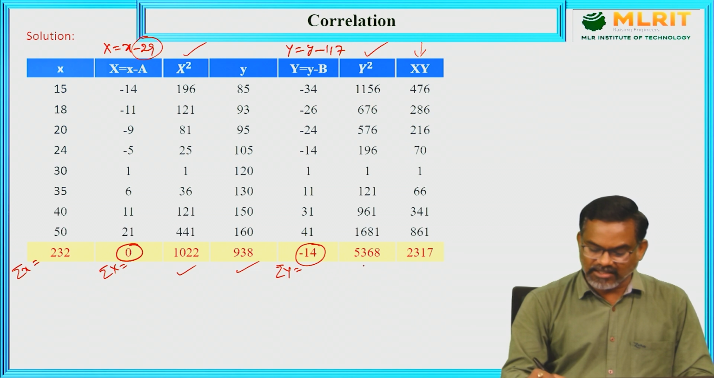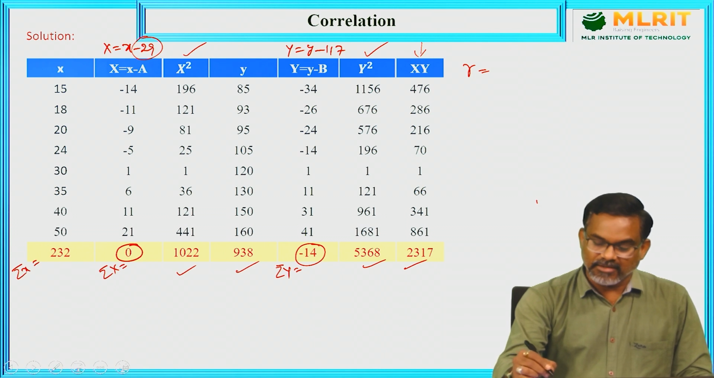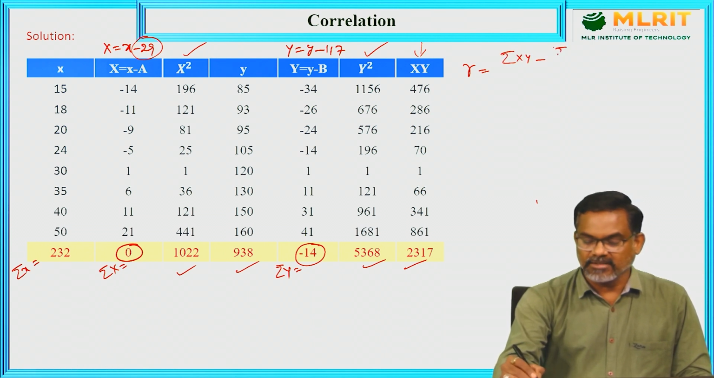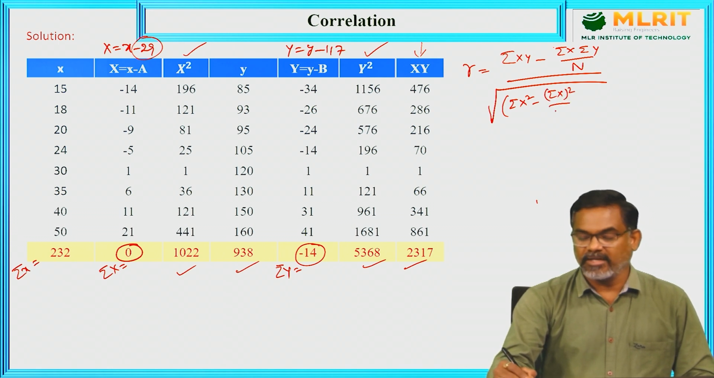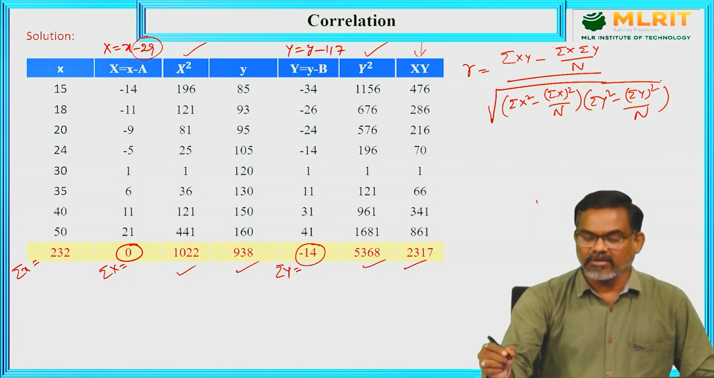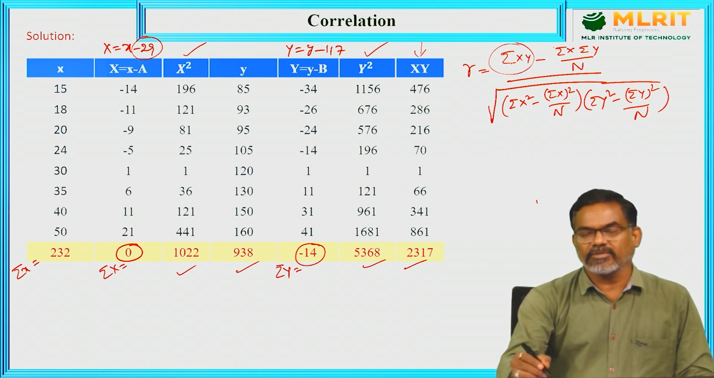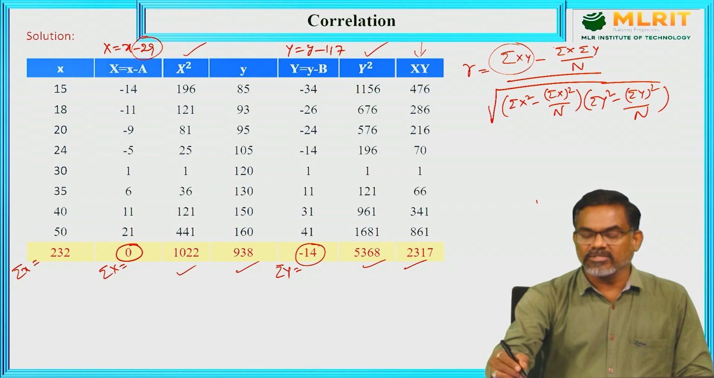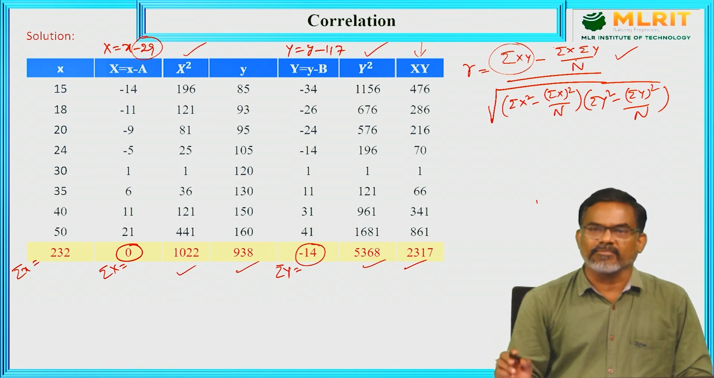And similarly, we calculate the other values, and using the Karl Pearson's coefficient of correlation for assumed means, the formula is sigma XY minus sigma X into sigma Y by capital N, divided by square root of sigma X square minus sigma X whole square by capital N, multiplied by sigma Y square minus sigma Y whole square by capital N. Here the formula is simple, no need to learn by heart, simply try to understand the format of the formula. So, sigma capital X into Y, the sum of the products, minus the product of the sums divided by n, that is the numerator.